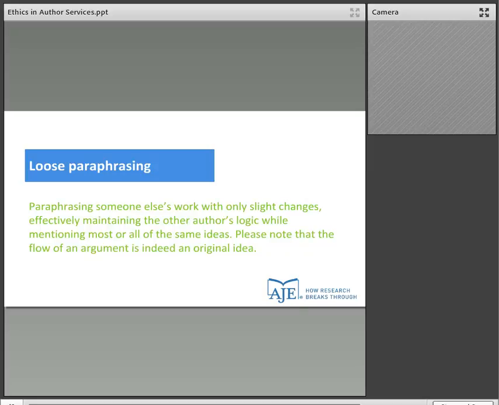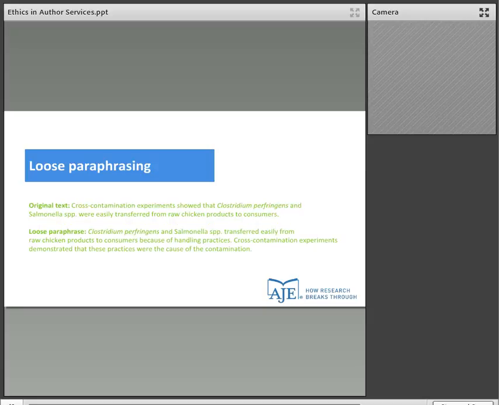With loose paraphrasing, you can take someone else's work and change it slightly, effectively maintaining the author's logic while mentioning most of the same ideas. But if you maintain the same flow of an argument, that's considered an original idea. So that should be cited as well.